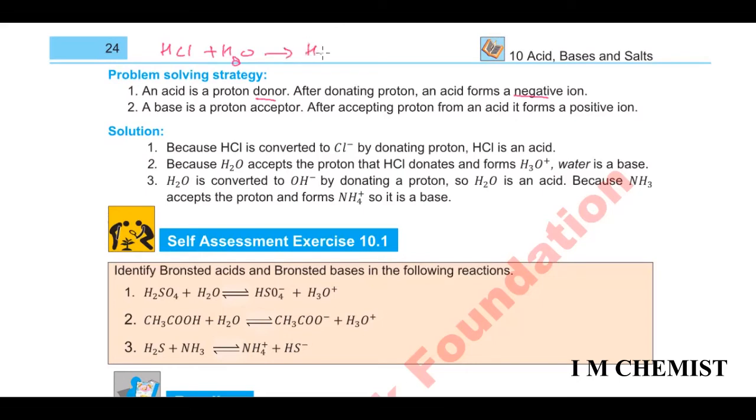It will form hydronium ion and chloride ion. So whenever an acid donates its proton, it will be converted into a negative ion, which is known as an anion. Negative ion को आप क्या कहते हो? Anion. And base में क्या होगा? A base, after accepting a proton, would be converted into a positive ion. तो यहाँ पे लिखा हुआ है.